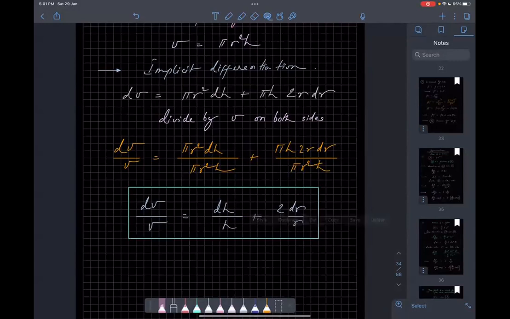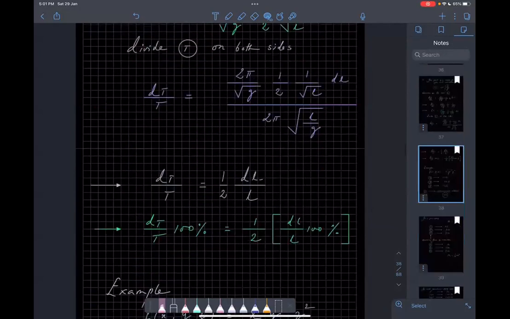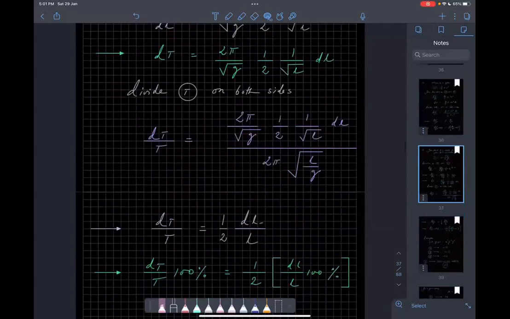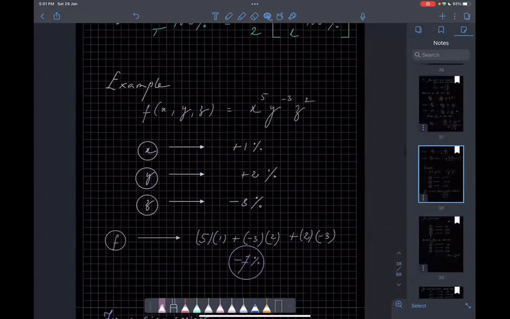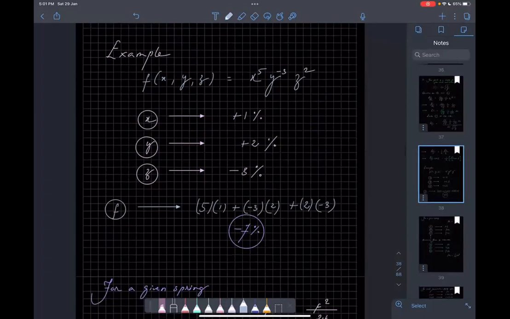So if there are more than one variable, according to their powers, you have to add all the errors and approximations. For example, here f of x is x power 5, y power minus 3, and z square. So it is 5 dx by x, minus 3 dy by y, plus 2 dz by z.